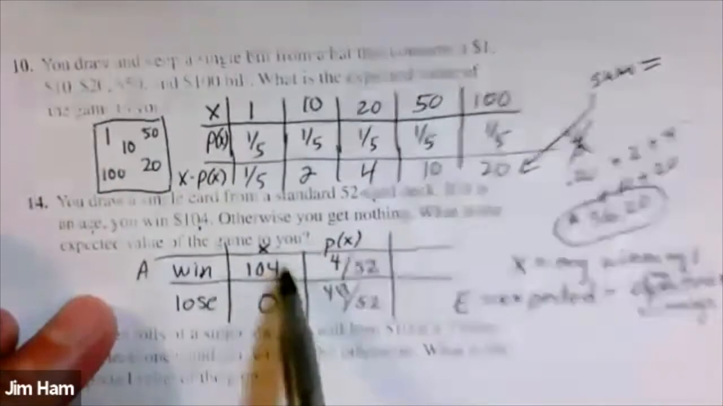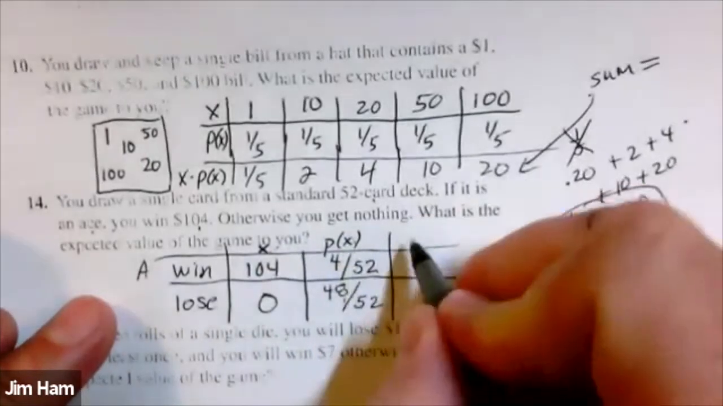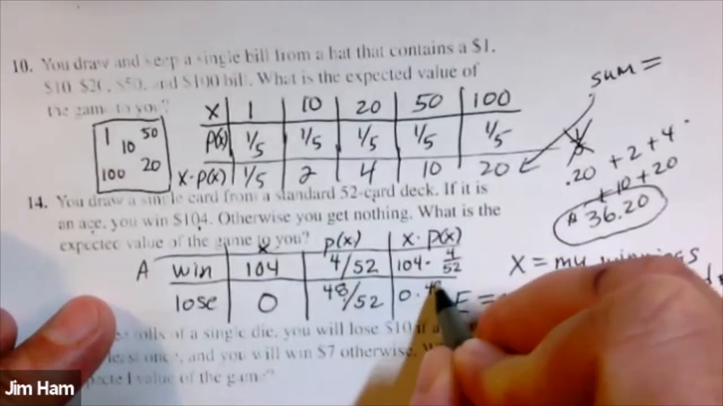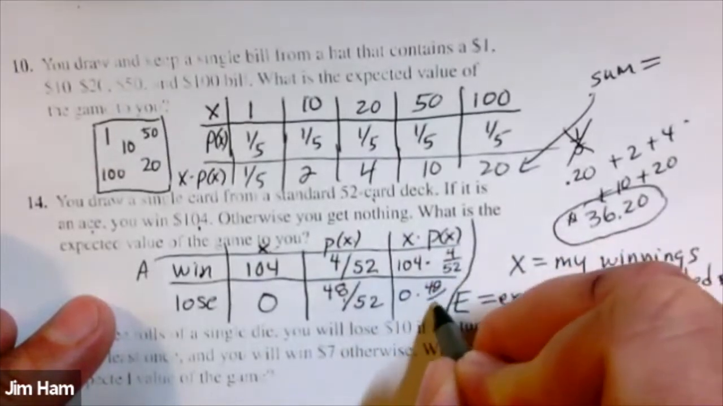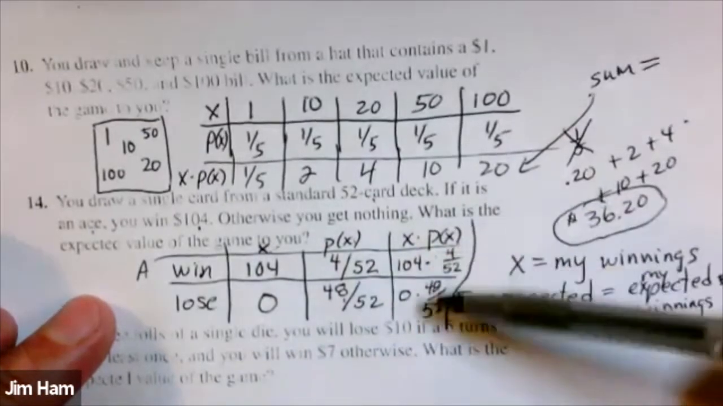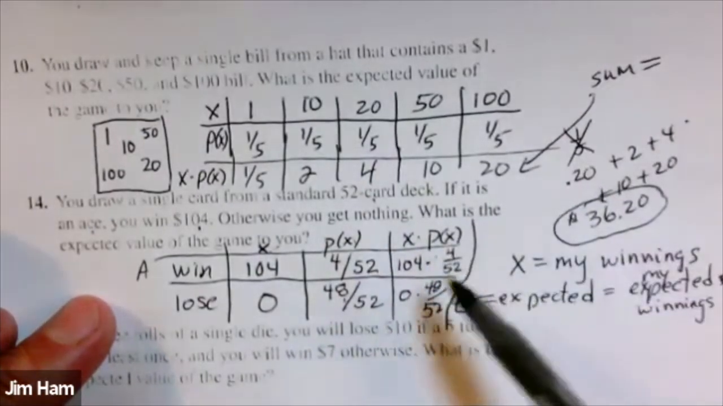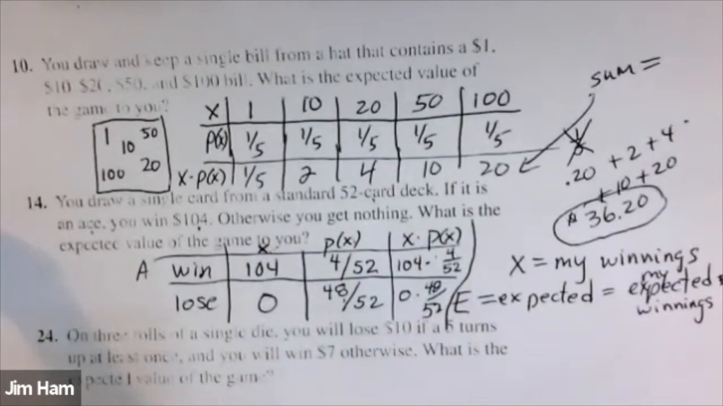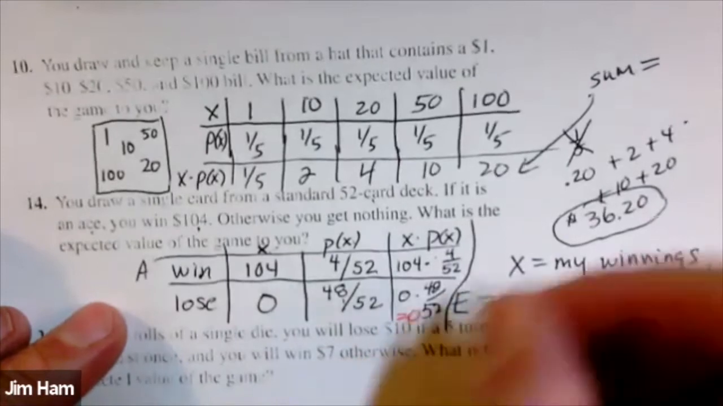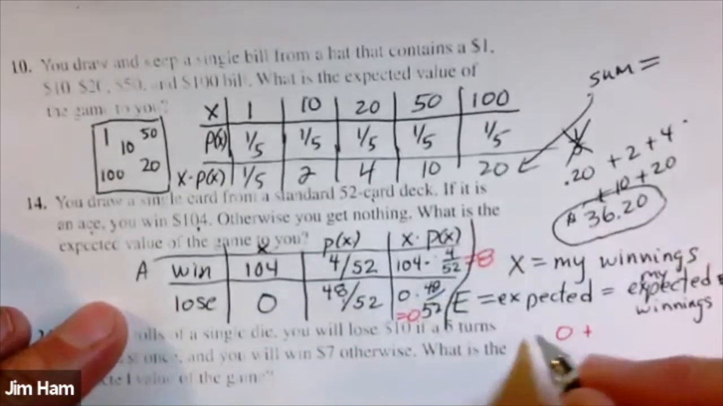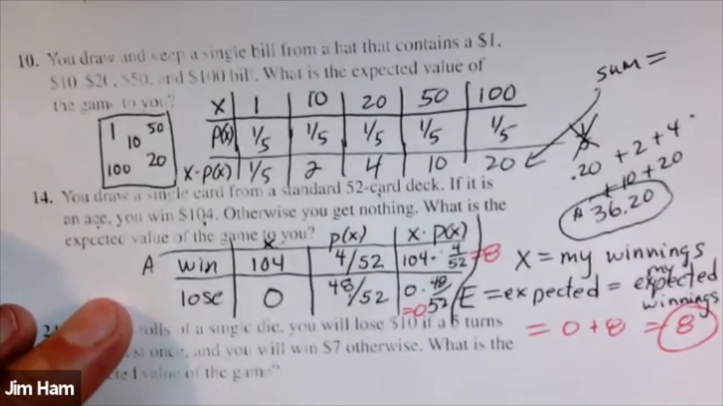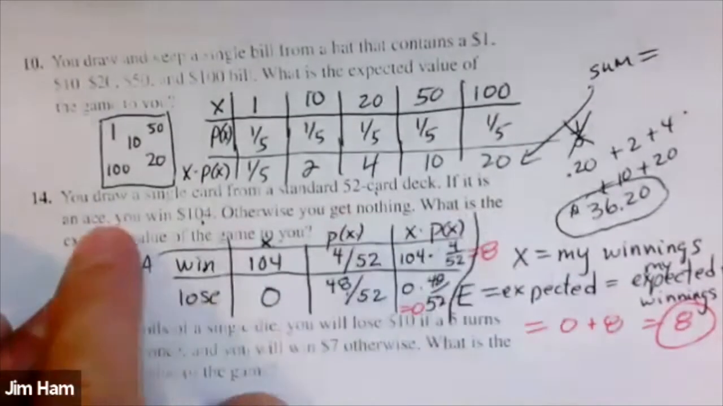All right, so you've defined the X and the P of X. So the next thing to do would be to multiply those two. And 0 times anything is 0. So it looks like all we have to do is take those two numbers and add them together. Okay, now I know why they gave 104, because 104 cancels 52 evenly twice. So you have 2 times 4. So this part is 0, this part is 8. 0 plus 8 is equal to 8.